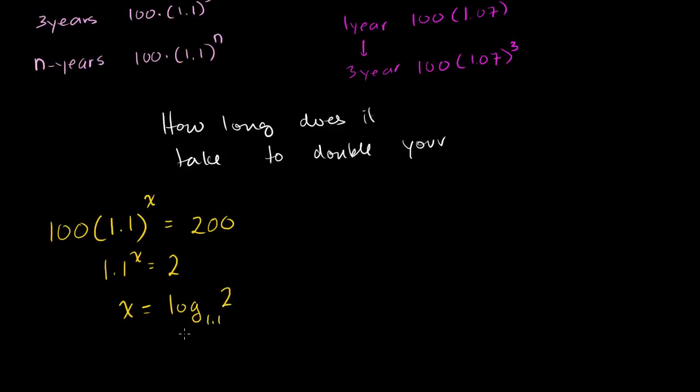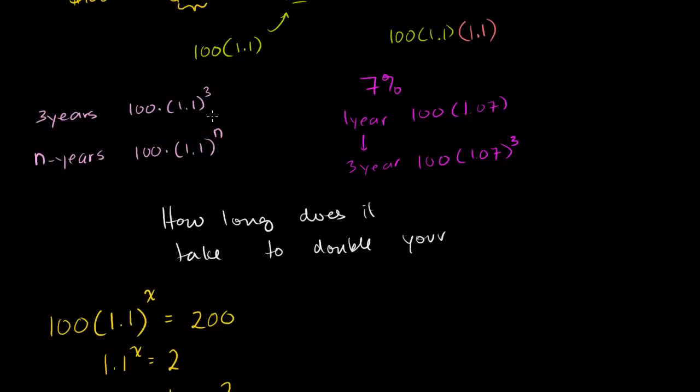And most of us cannot do this in our head. So although the idea is simple, how long will it take for me to double my money, to actually solve it, to get the exact answer, is not an easy thing to do. If you have a simple calculator, you can keep incrementing the number of years until you get a number that's close. But there's no straightforward way to do it. And this is with 10%. If we're doing it with 9.3%, it just becomes even more difficult.